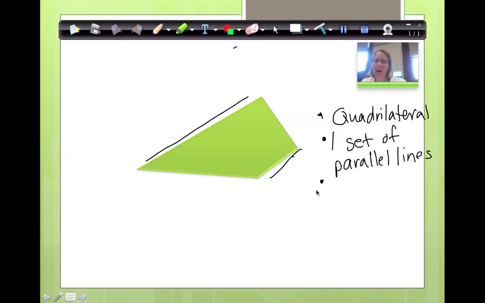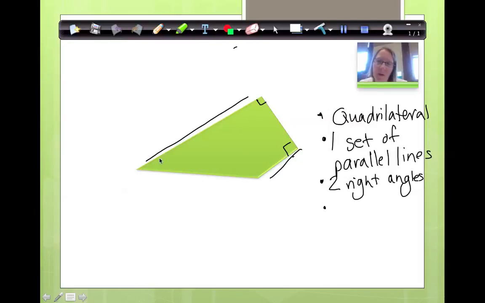Okay. Can I come up with anything else? Anything about angles? Any right angles? Well, if I stick my paper right here, I would see that this is a right angle. And this is a right angle. Okay. So how many right angles does it have? 2 right angles.